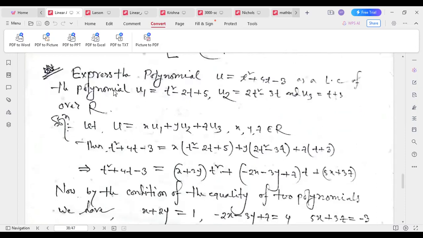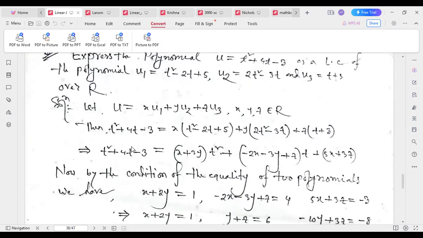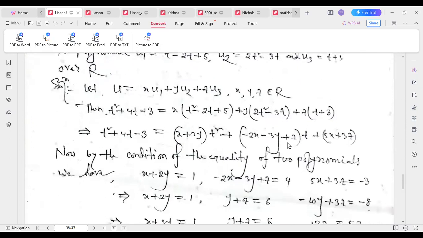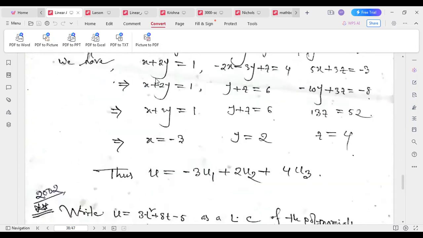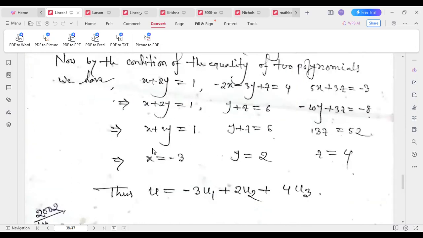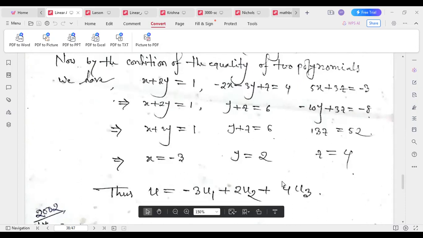Now with the polynomials, similarly, we can solve this problem as in the previous example. It can be written as a linear combination of all the polynomials. Now equating the coefficients on both sides, the equations can be written: x plus 2y equals 1, this equals 4. We observe that just by echelon form, we can solve this one. So it can be written as a linear combination.